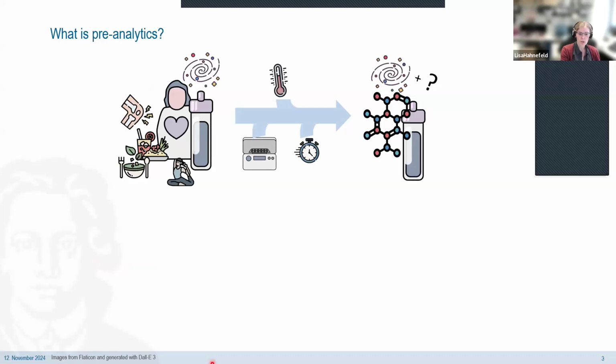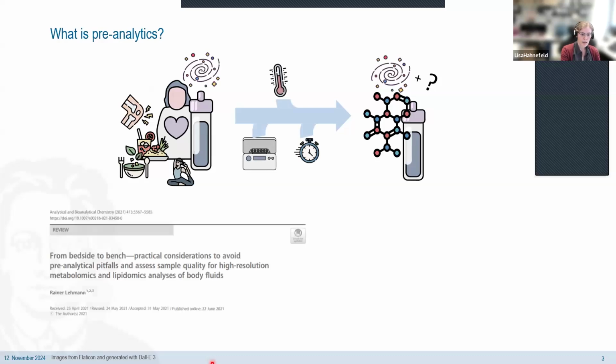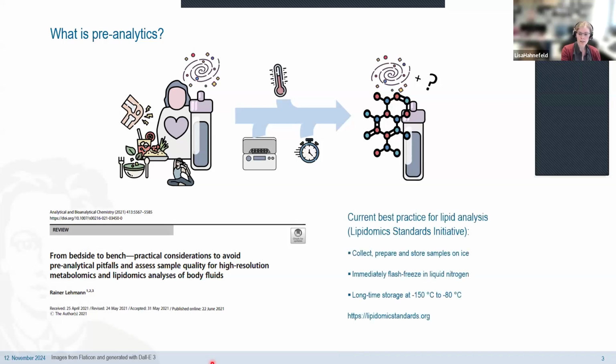For those who do not know so much about pre-analytics yet, I can highly recommend this review by Rainer Lehmann. It gives a great overview about all the pre-analytical factors which are involved in blood sampling and also some different matrices. And he also gives some quite good recommendations on how you could address these factors.